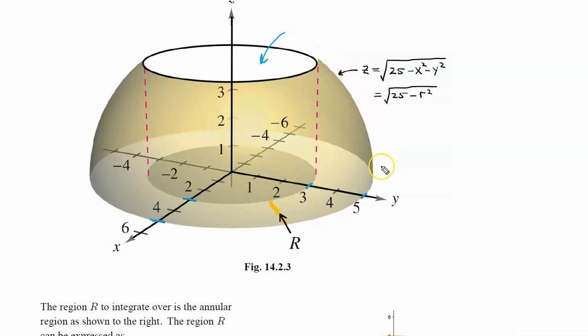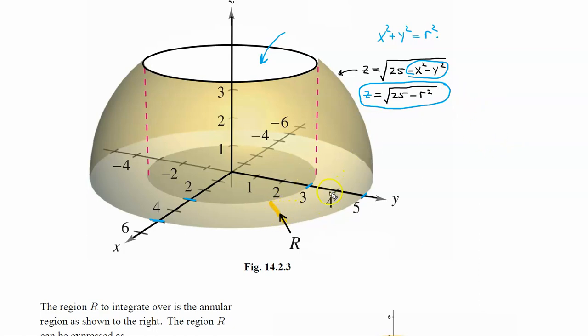And the equation for the upper hemisphere we can write as z equals the square root of 25 minus x squared minus y squared. And keep in mind that to convert this into polar coordinates, remember that x squared plus y squared equals r squared. That's one of our conversion equations for rectangular to polar coordinates. And so we can replace this right here with minus r squared. And so there is our equation for the upper hemisphere in polar coordinates.